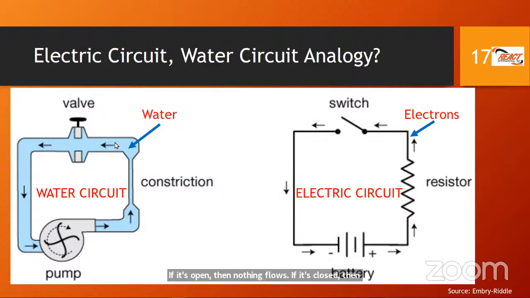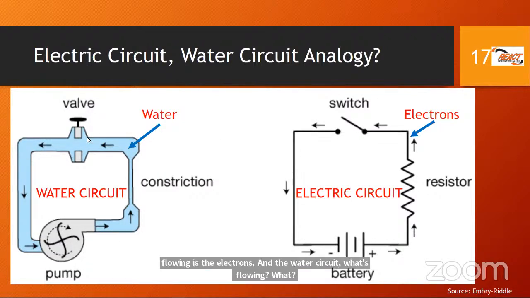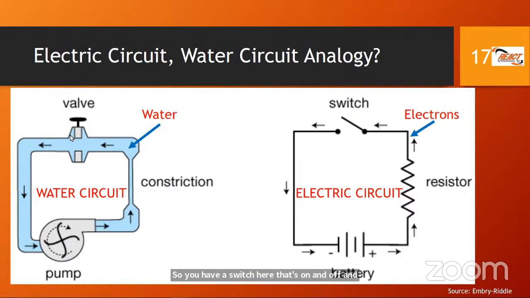In the water circuit, what's flowing? Water. So you have a switch here that's on and off. In your water circuit, it's a valve that shuts off. Of course, usually it's variable as well. You can also have variable resistors in an electric circuit. But hopefully, this gives an idea of the analogy that we're using to help us understand and realize that we are already familiar with the concepts when it comes to water. We just need to apply it to electricity to gain an understanding.